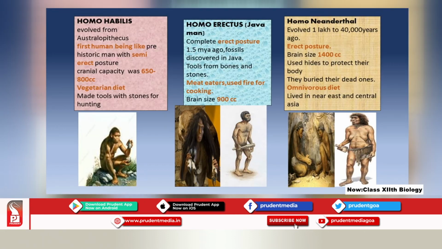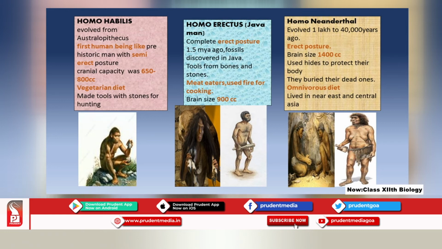They made tools with stones. So the Homo habilis features that you need to remember are that they were making tools with stones, but they had a vegetarian diet. Because you may think that because they were making tools with stones, they might have used them to kill animals and have it as their diet. But no, they were vegetarian. This was the brain size.